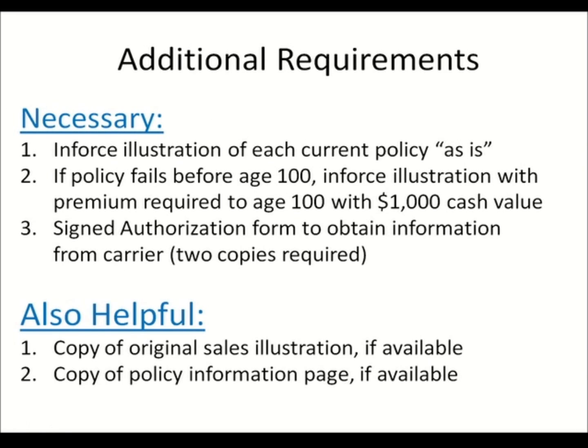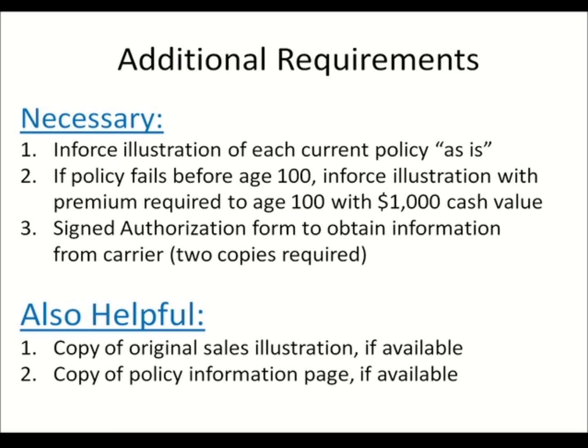As far as what we really need to see, we need a current illustration of the policy just as it is. Whatever the payment is, that's the way we need to see it. If the policy is going to fail before age 100, we need you to get one more illustration that tells us what the premium would have to be changed to get to 100 with $1,000 of cash value. We're not going to 121, because in talking to underwriters and actuaries at two different companies, they said that the number of people they expect to live past age 100 is negligible, and they really couldn't provide us with any technical information. That may be different, but we think age 100 is certainly good enough to get there.